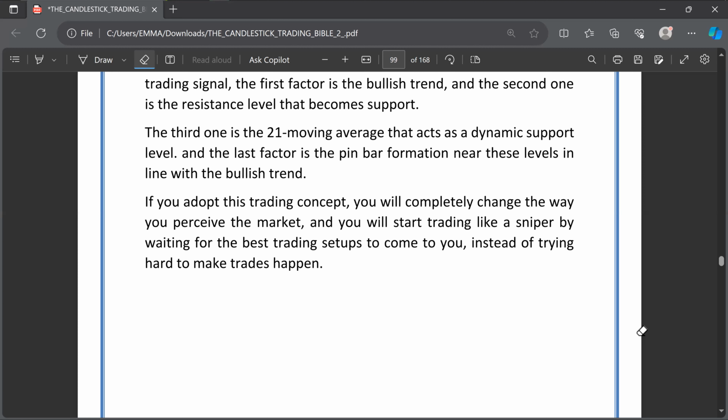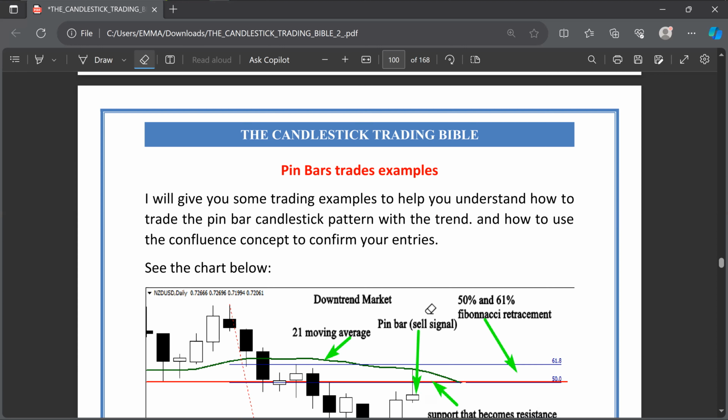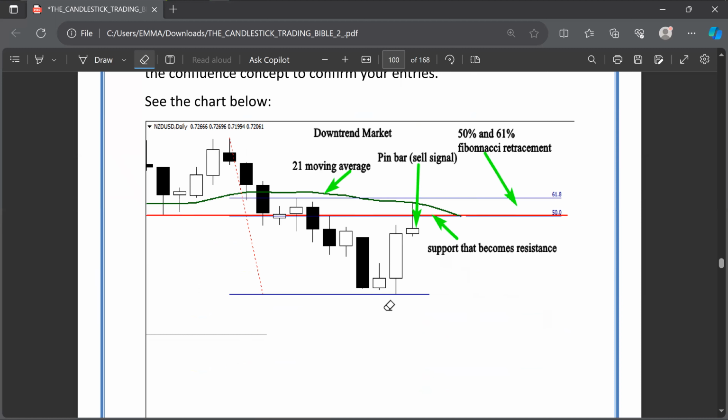So let's look at the pin bar trades as examples, right? Pin bar trades example is as simple as that. We are going to look at a number of them. I'll give you some trading examples to help you understand how to trade the pin bar candlestick pattern with a trend, and how to use the confluence concept to confirm your entries. We are not going to waste much time on this. You can pause the videos and study them well.